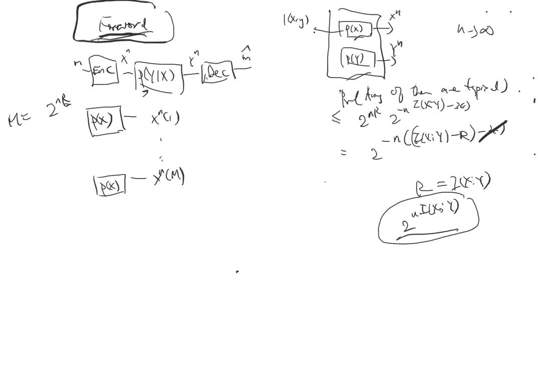Encoding then will be very simple. Each of them will be a codeword. If my message is 1, then I will just send this guy. If my message is big M, then I will send this guy. So this is encoding. Simple, simple, simple. Decoding is also very simple, theoretically speaking.